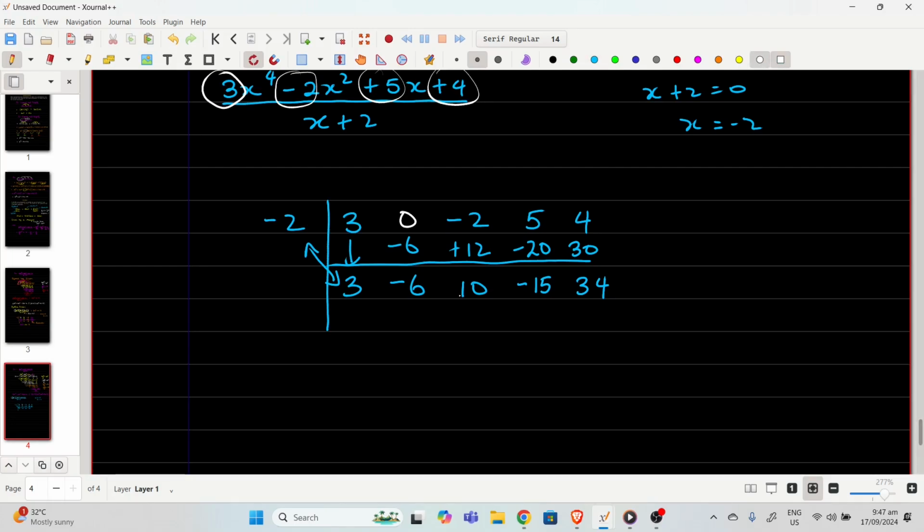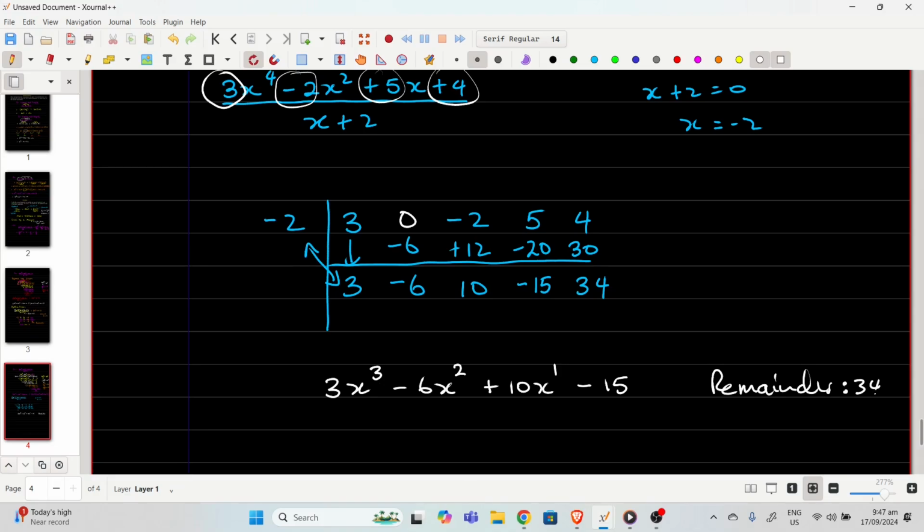And my result is, remember, one less than the highest power, which is x to the fourth. So I'm going to have 3x to the fourth minus 6x to the third plus 10x to the second minus 15, oopsie, not fourth, well, I made a mistake already. x to the third, one less than the highest degree, here, second, first, and then 15, and then the remainder will be 34.